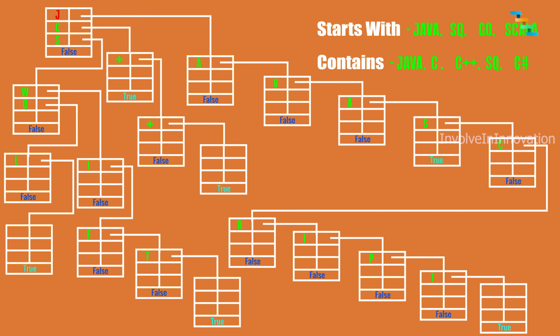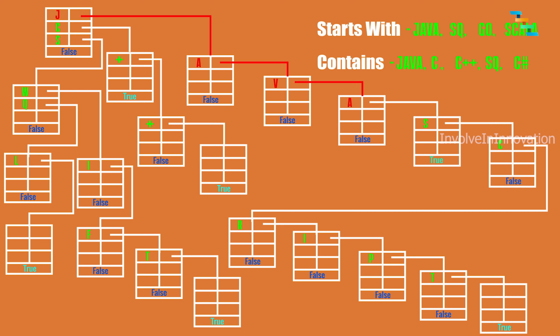First start with the root node. Check if the character J is present in the root node. Here J is present. So get the node associated with J. Check whether A is present in this node map. Yes, A is present in the node map. Get the node associated with the key A in this node. Check whether V is present in the node map. Yes, V is present. And get the node associated with V in this node. Check whether A is present in this node map. Yes, A is present in the node map. Thus we can see the prefix Java is present in the Trie data structure.